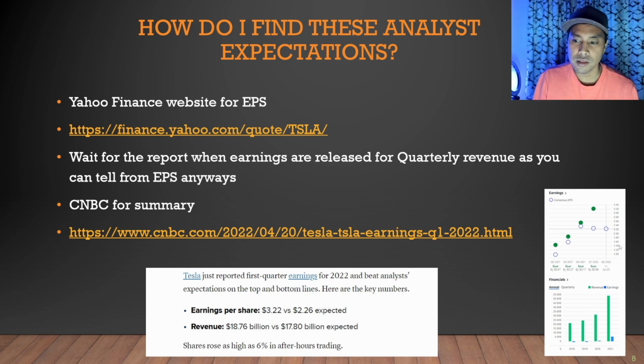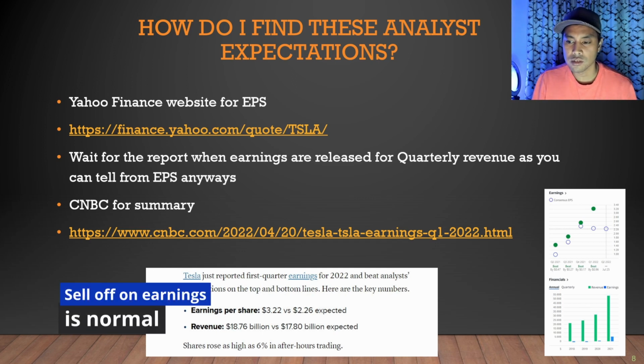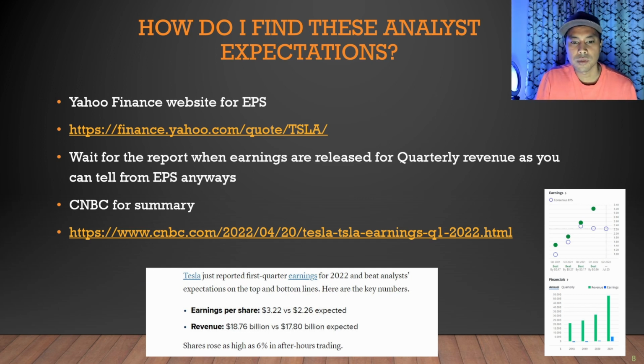If the company beats the EPS expectations, they're more likely to go up. But if the stock price does go down even though they beat the expectations, it's not really a reflection of the company. It just happens sometimes. And with the revenue expectations, you can look them up as well, but I don't really bother about that so much because I just wait for when the report comes out.